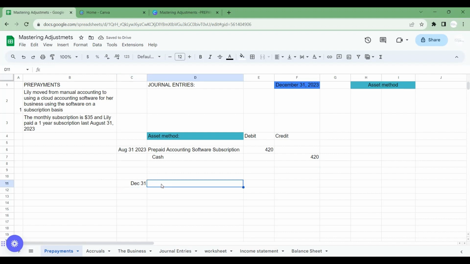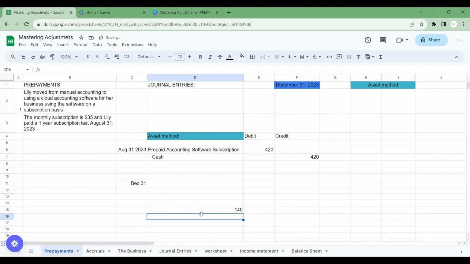So our adjustment is to get the expense portion of the prepaid accounting software subscription. So how much would that be? Let's put the computation down here. That would be 420 divided by 12, times how many months? Times September, October, November, December. So times 4 months, so that would be 140.